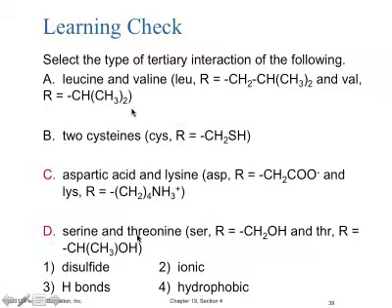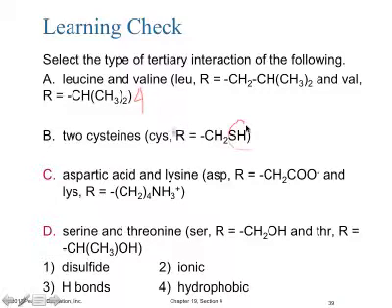All right, so in the initial form of this slide, it did not give you the R groups for the two amino acids, so it's asking you to select the type of tertiary interaction. Is it going to be disulfide? Is it going to be ionic, hydrogen bonds, or hydrophobic? So I put in the R groups for leucine and valine. If I look at this, it tells me all carbons and hydrogens. So this is going to be number 4, hydrophobic. Not going to like water. Alkane-like. 2 cysteines.